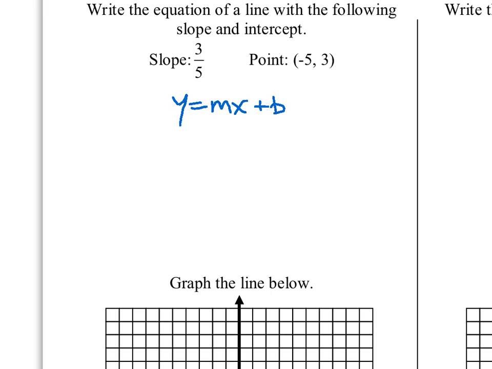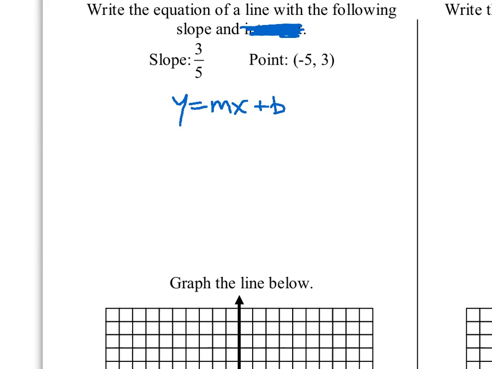However, we actually are not given an intercept today. We are given just a random point that is on the line. How do I know this point is not the y-intercept? What should signify to me as I look at this point right here on this problem that it is not the y-intercept? Jose, how do I know this is not the y-intercept? Yeah, because the x value is not 0.